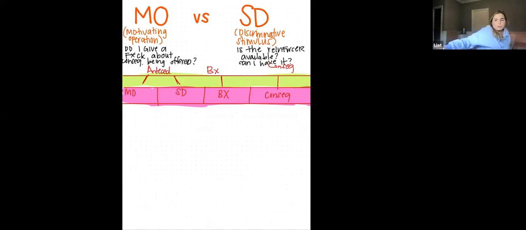I'm going to show you a real life example, and we're going to go through and label the MOs versus the SDs. How the F did Pavlov get in here? It is completely locked up at the stairs of the doggy gate. I have no idea, but that's okay. He doesn't breathe as loud as Cooper. So we have MO, SD, behavior, and consequence. We're going to label it.